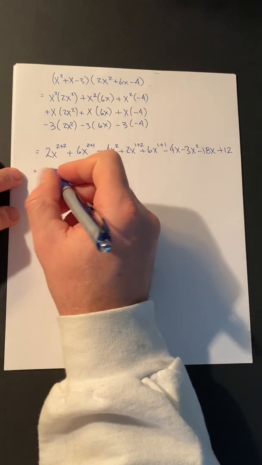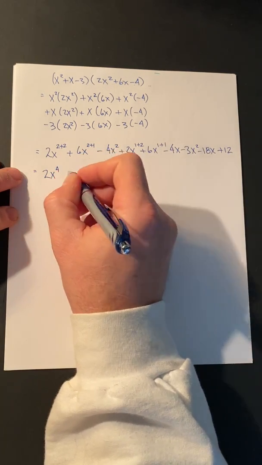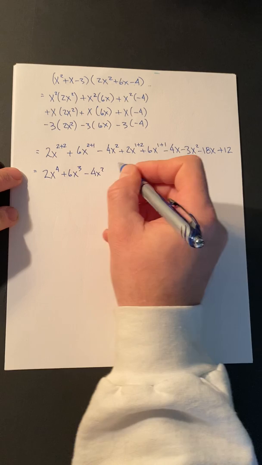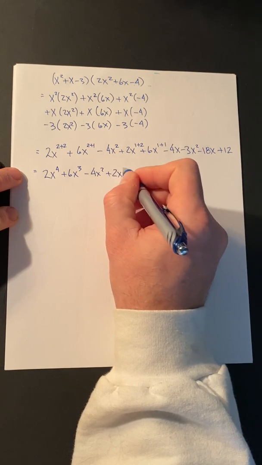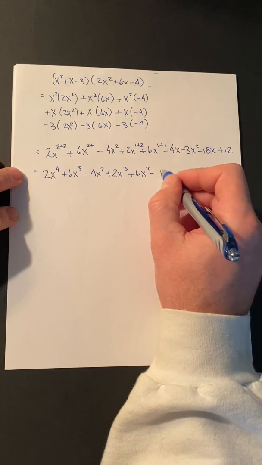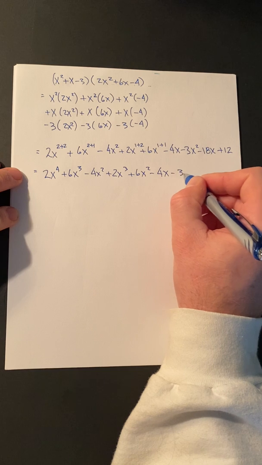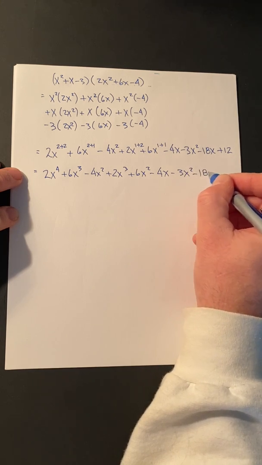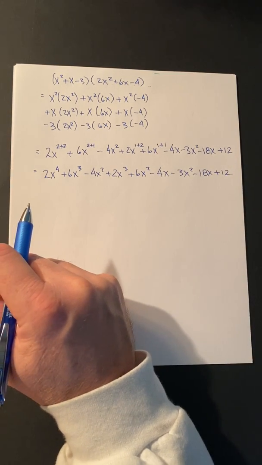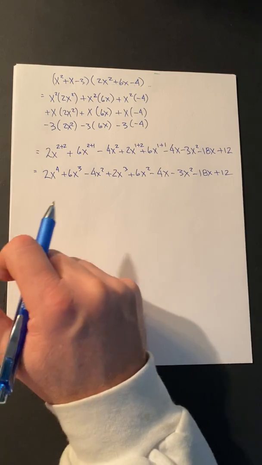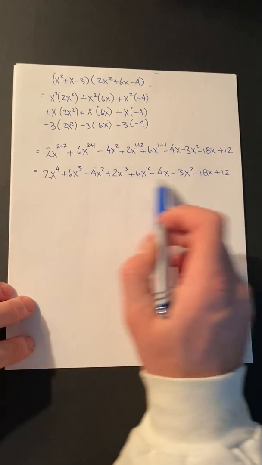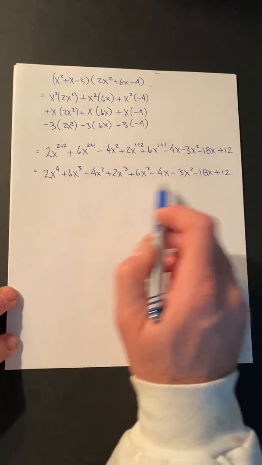So let's simplify this. So 2x to the 4th plus 6x cubed minus 4x squared plus 2x cubed plus 6x squared minus 4x minus 3x squared minus 18x plus 12. Now, the simplest thing to do here is to take your time and group your like terms together, because with all these terms, it's easy to miss something.